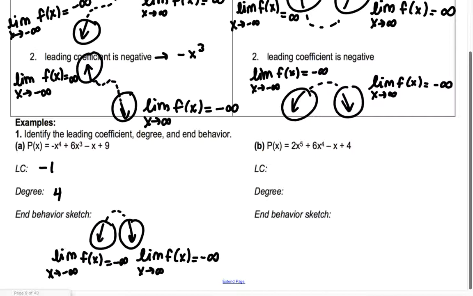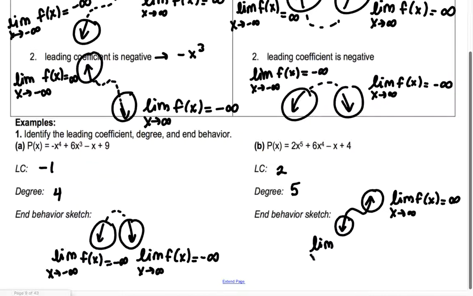All right, our leading coefficient on the next one is 2. Our degree is 5. Our end behavior sketch is it's positive and odd. So show me with your hands what it does. Yeah, good. So it's going to look like this on the ends. So we're going to say the limit as x goes to infinity of our function is equal to what? Infinity. And the limit as x goes to negative infinity is negative infinity. Perfect. Good?